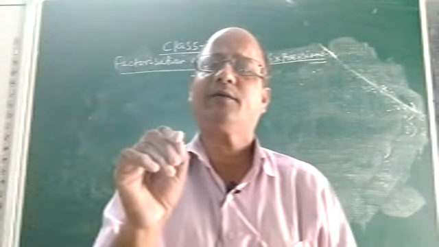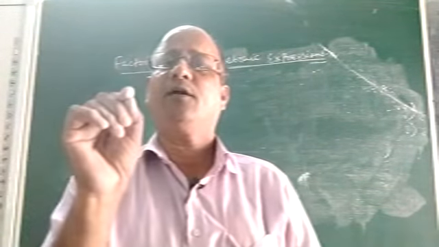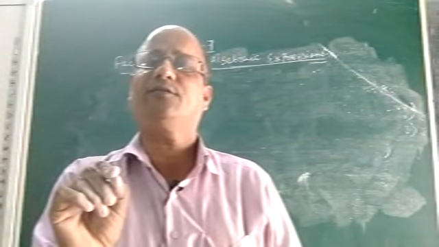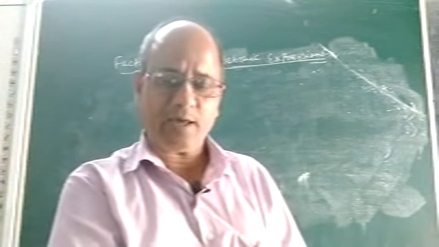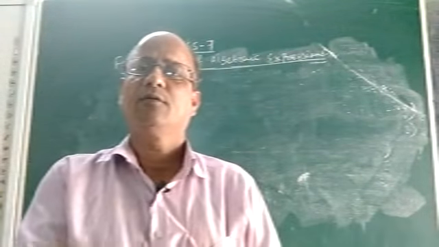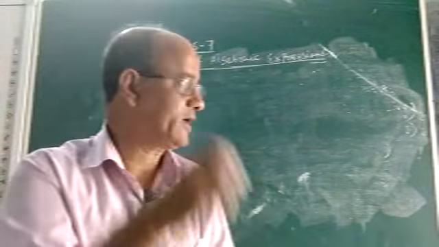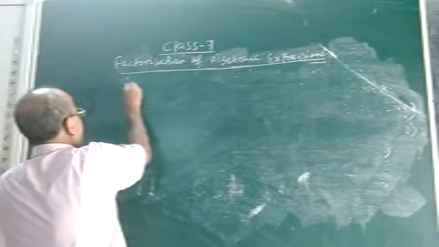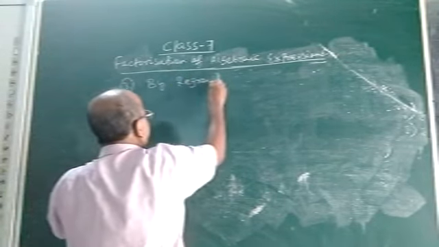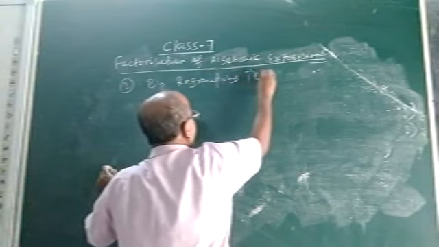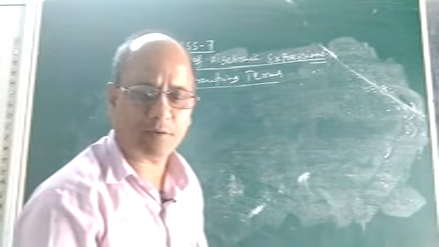Now the third and the last method of factorizing algebraic expressions is what? The third method is by regrouping terms. That means whatever terms are present in the algebraic expression, by regrouping them, how can we factorize? So this is the third method of factorizing algebraic expressions. Let me explain it with the help of one example.